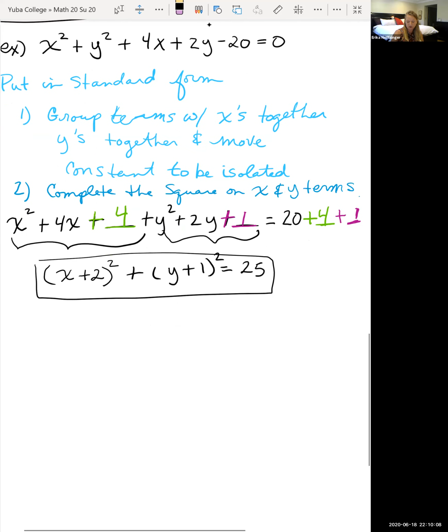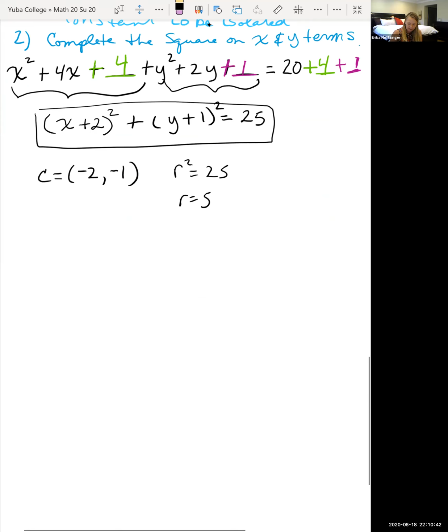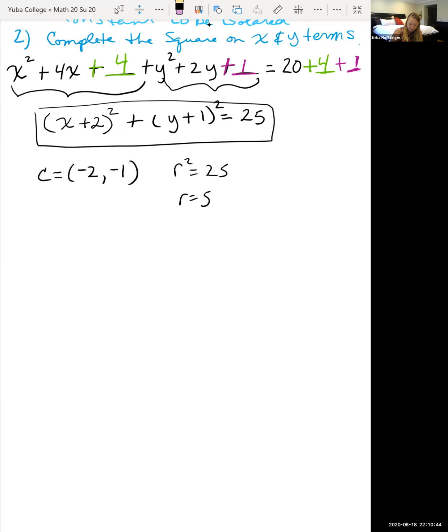Okay, so from there you should be able to graph it. In order to graph, you have to identify the center and you should be able to identify what the radius is. So really quick, h is the opposite sign, so this is going to be negative 2. Y plus 1, opposite sign, so this is going to be negative 1. So my center is at negative 2, negative 1. Our radius squared is 25, so that means my radius is 5. I should be able to graph it.